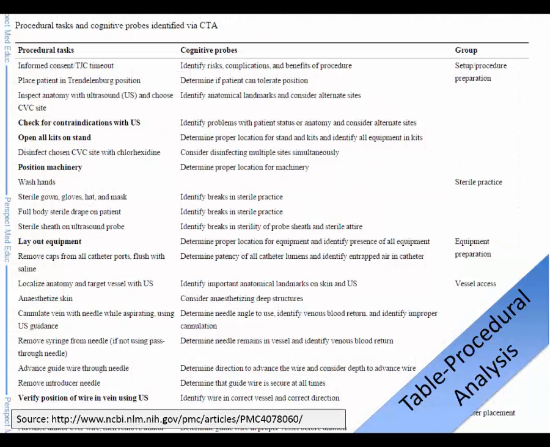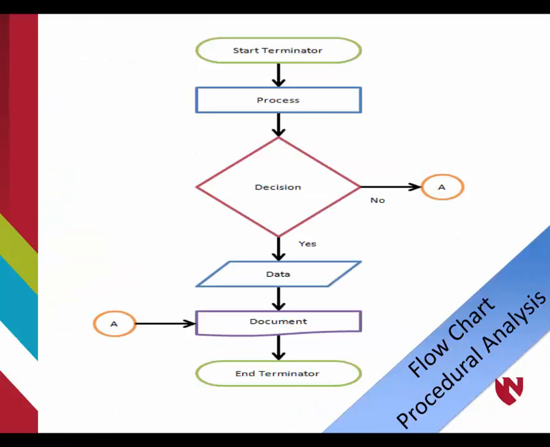For a procedural analysis, you can use a table that breaks the information down. It also shows you the cognitive probes, which would be the next step in determining if they completed the first procedural task. Or you can use a flowchart for procedural analysis.